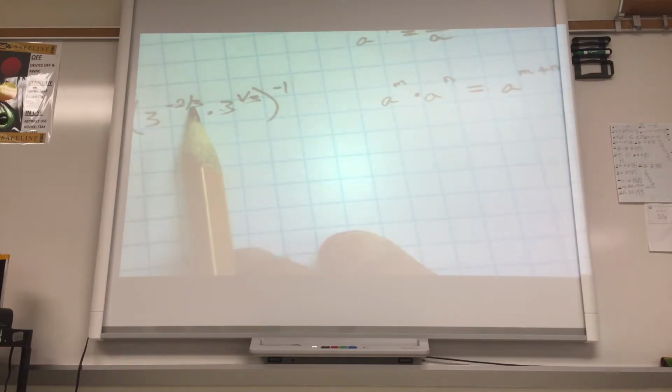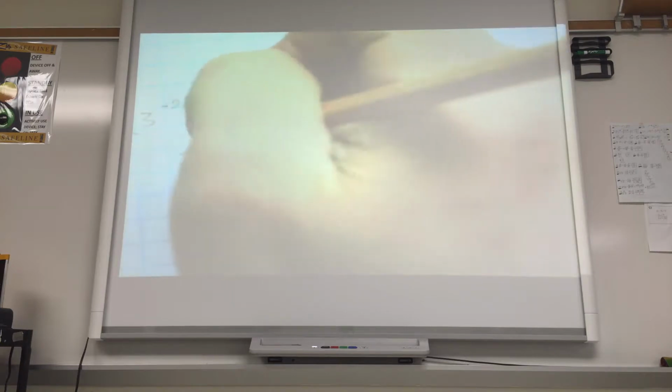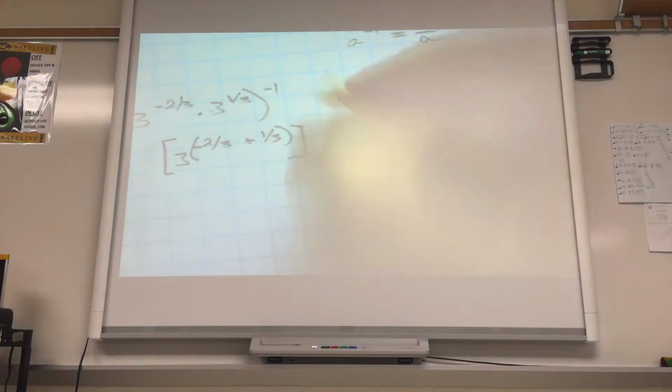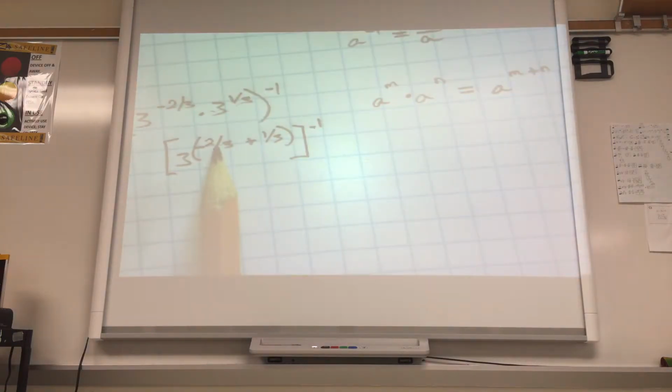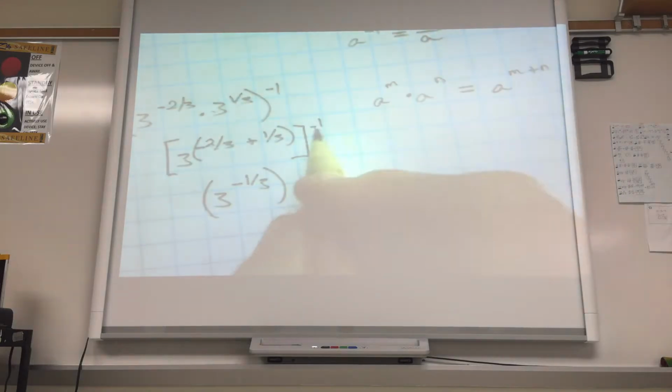And that's what I have here. I have 3 to m, and I have 3 to n. So that's the same thing as 3 to the m plus n. Okay, and then I still have that little negative 1 on the outside. So m plus n, okay? So that's going to be 3 to the negative 2/3 plus 1/3, which is negative 1/3. And then I still have the negative 1 on the outside.